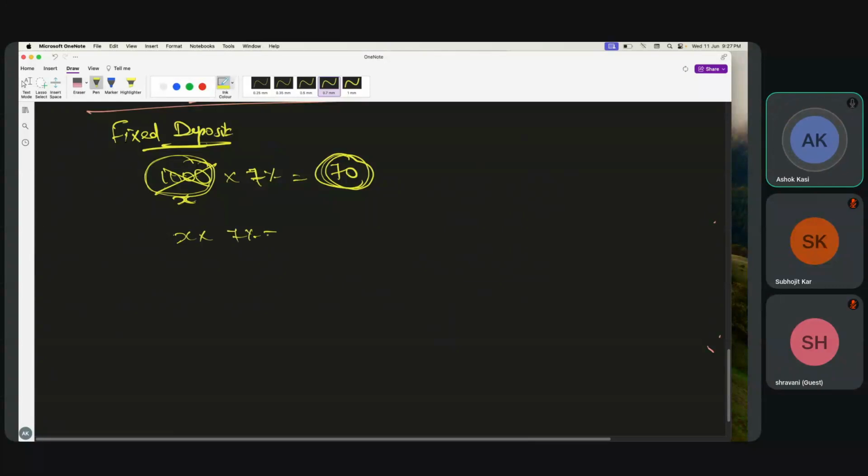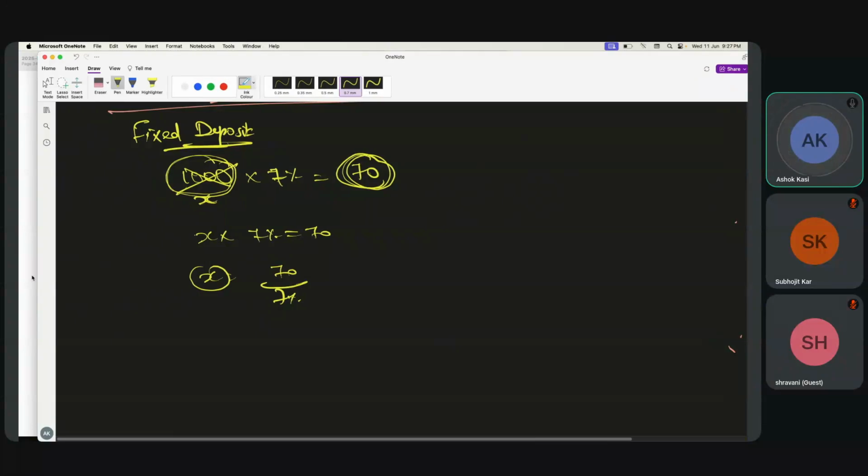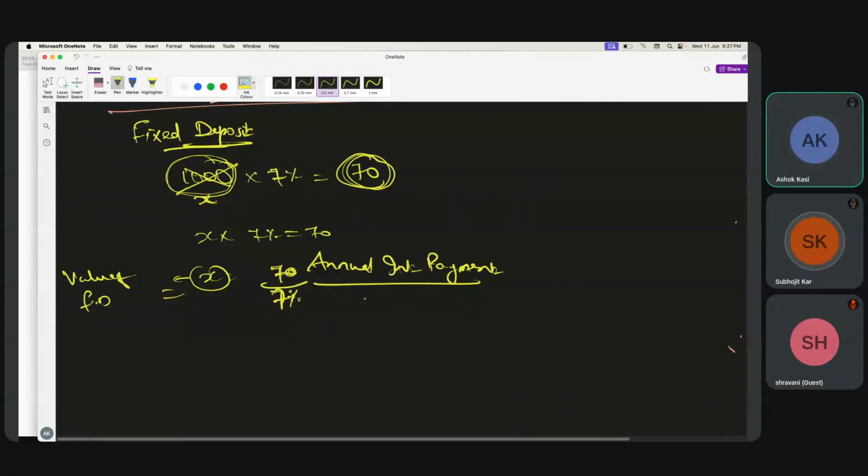Okay, so suppose I don't know this cost, then how do we find the value? X into 7 percentage is equal to 70. So X is equal to 70 by 7 percentage. So the value of a fixed deposit is equal to annual interest payment divided by the required rate of return. 7 percentage is 7 by 100, and the 100 goes to the numerator. So this is the formula.